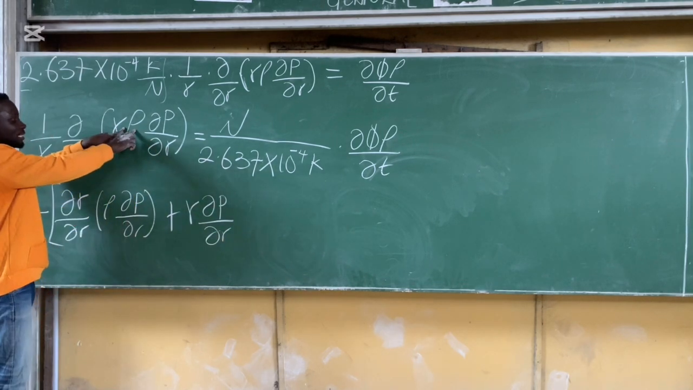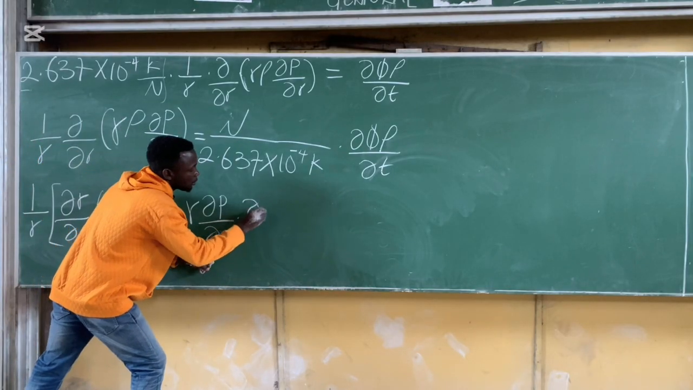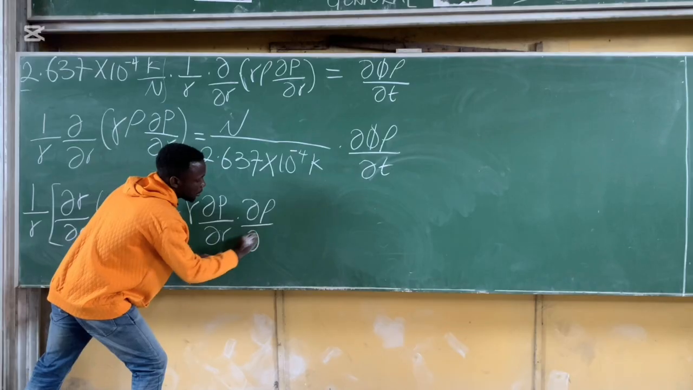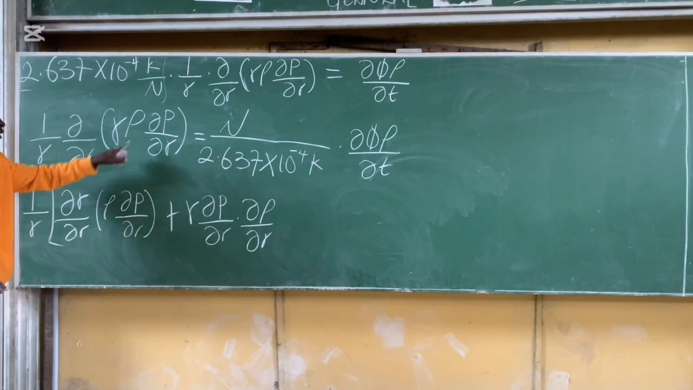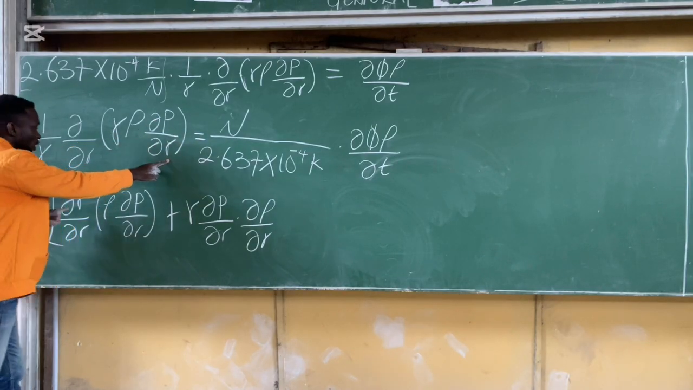Then differentiate density now with respect to r. We are going to have what? d rho all over dr. So we are done differentiating density. Next step now is to differentiate dp over dr with respect to what?